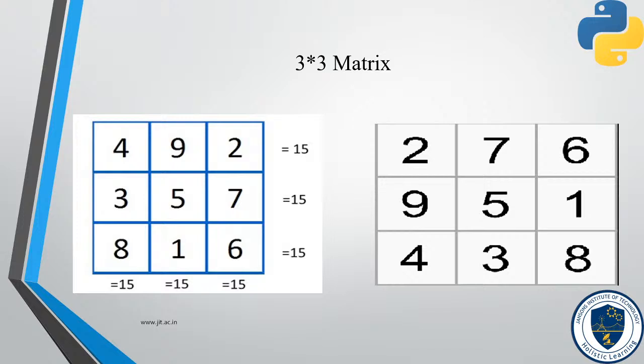Left side is also a solution for 3 cross 3. Right side, the magic square is also a solution for 3 cross 3 matrix. Actually, if you look into this, the same numbers 1 to 9 are arranged, and you may get the same solution also. The final solution is that the numbers are used only once, and the sums of rows, columns, and diagonals are all equal. But you can arrange it in any way.